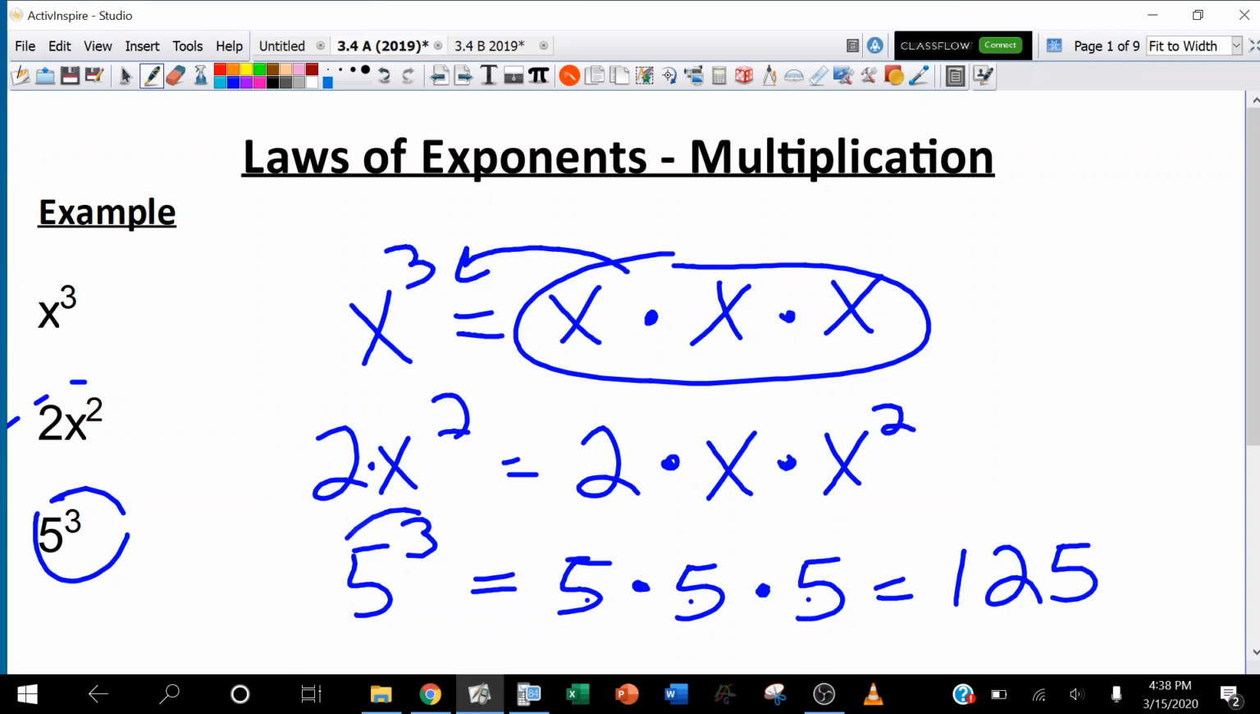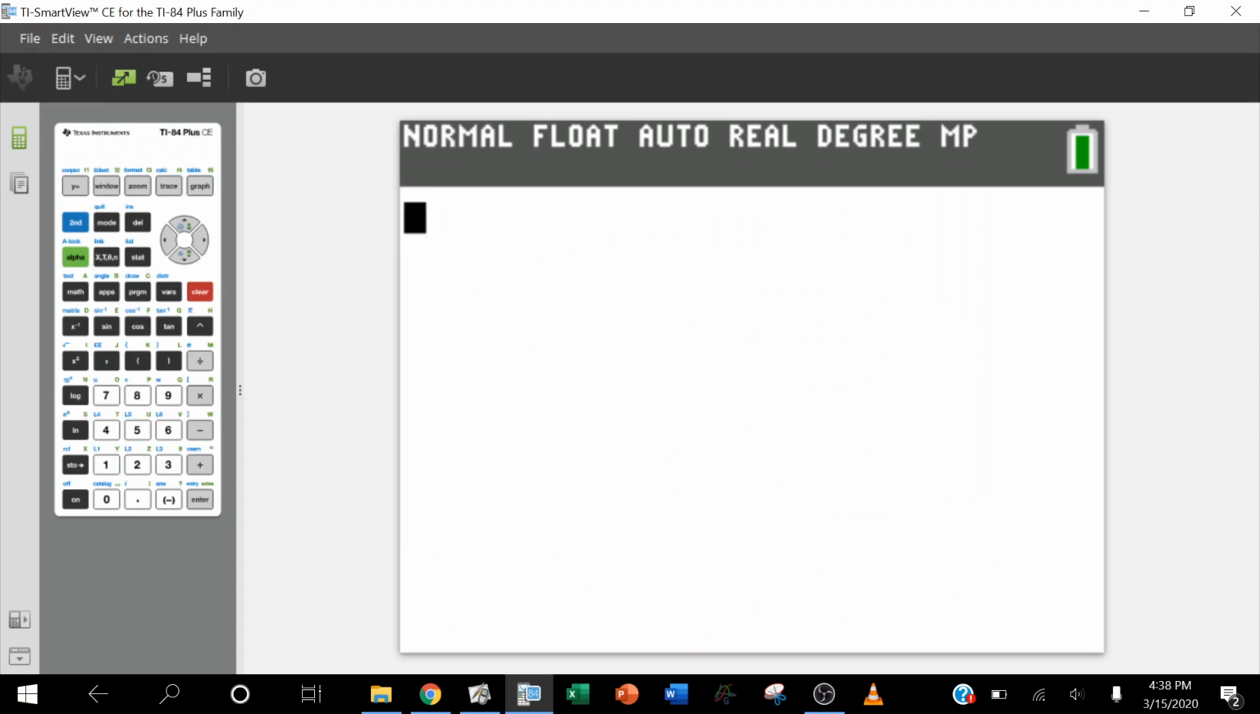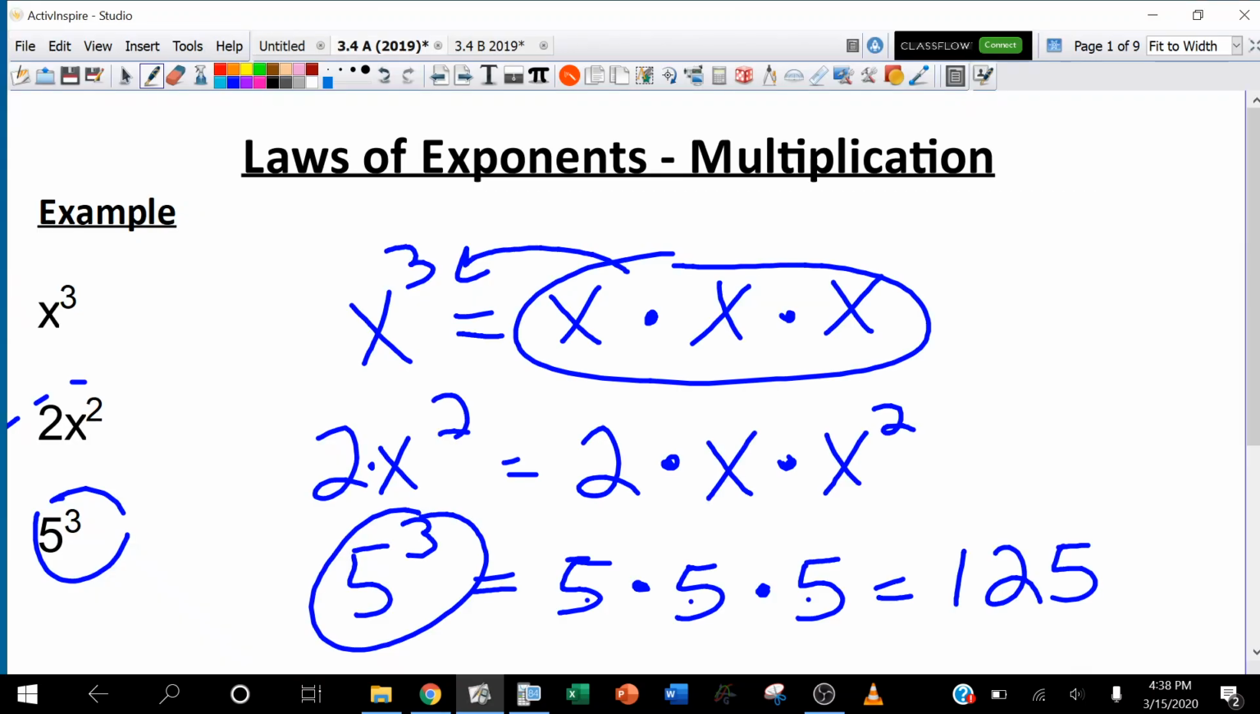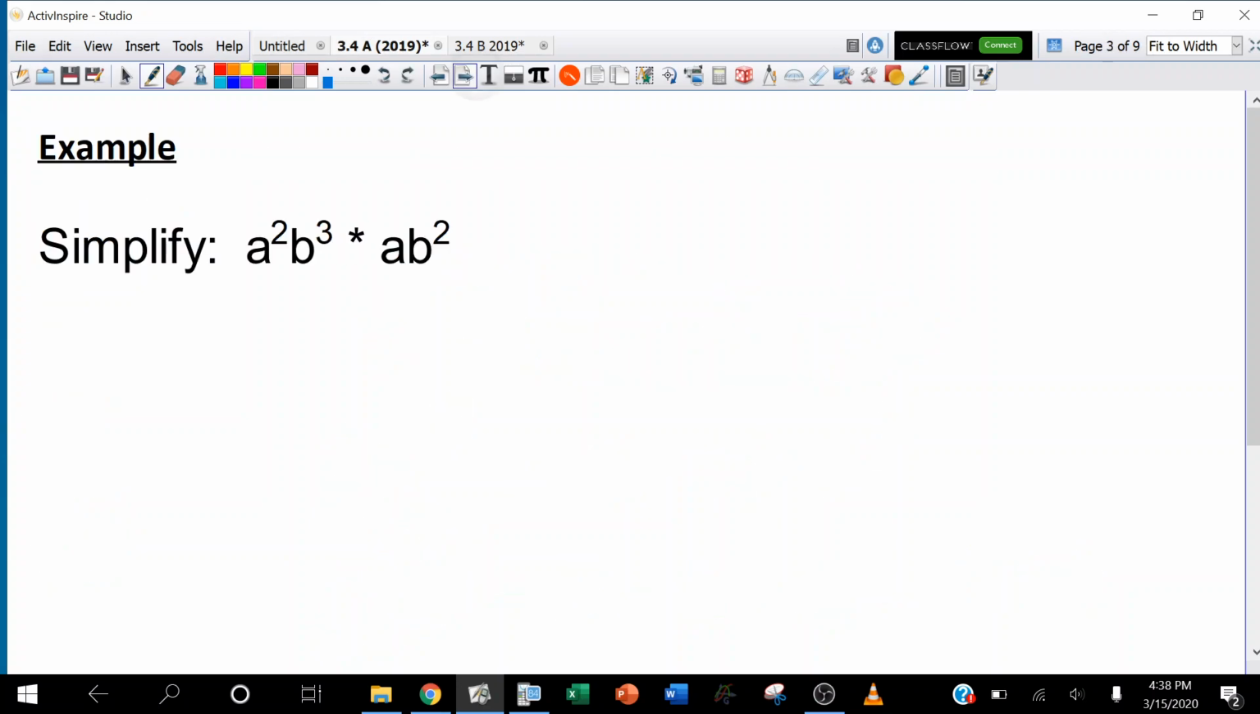If you wanted to do this in your calculator in a shorter way, you would enter 5 to the third power. The exponent key is above the division sign up here. You put the exponent in, and you get 125. So that's some basic things involved with exponents, with some terminology and some reasoning as to why we use exponents.